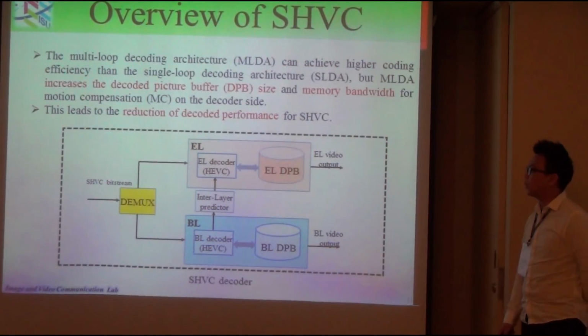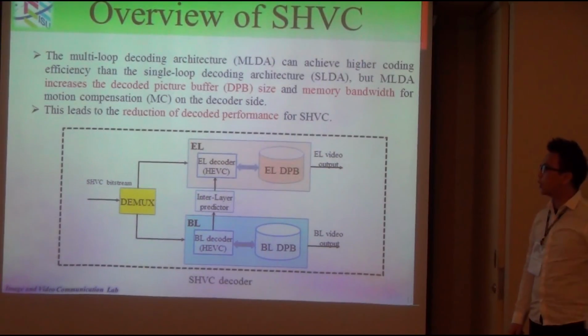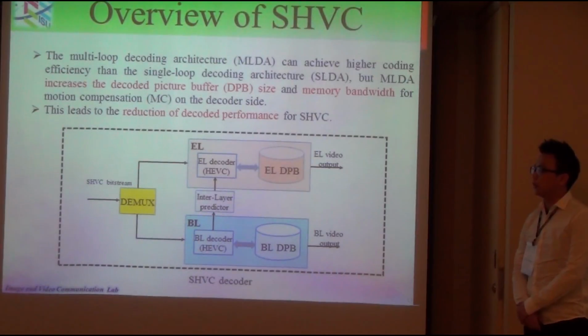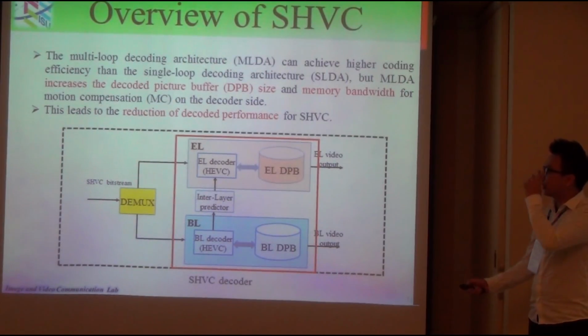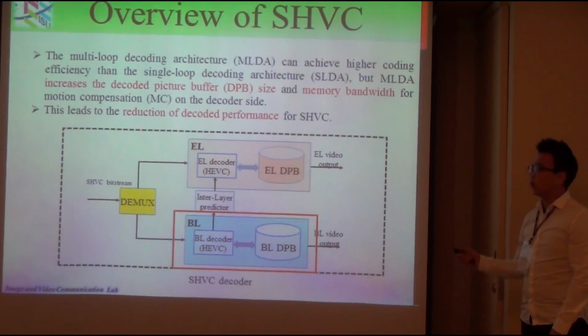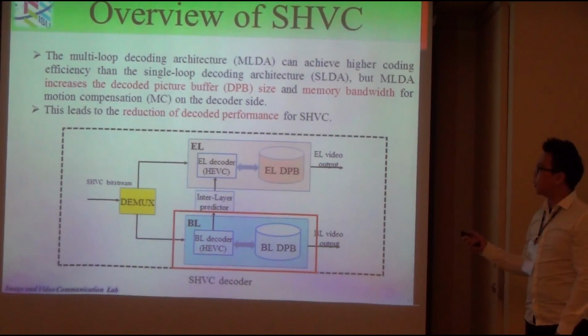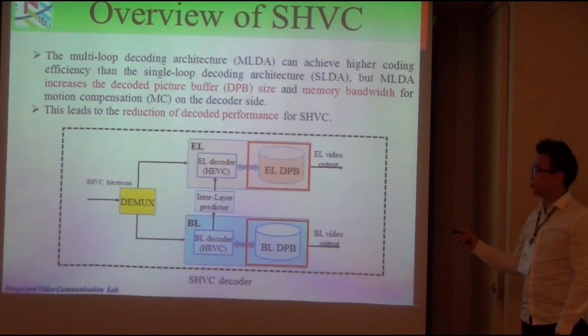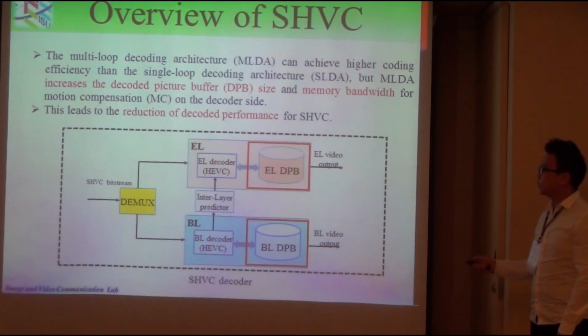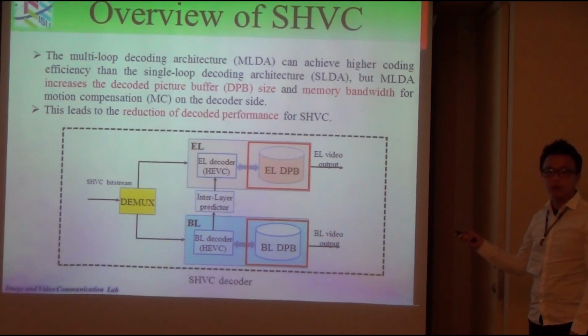The multi-loop decoding architecture called MLDA can achieve higher coding efficiency than the single-loop decoding architecture called SLDA. But MLDA increases the decoded picture buffer size and the memory bandwidth for motion compensation on the decoder side. This leads to the reduction of decoder performance for SHVC.